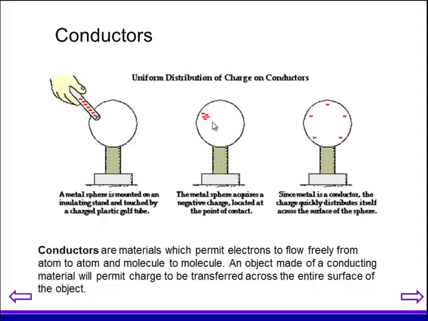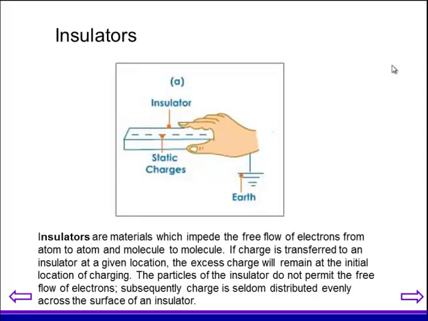So conductors allow the flow of electrons, whilst in reverse, an insulator doesn't allow the flow of electrons. And what happens if charge or electrons are transferred to an insulator? They stay put and motionless at that point of contact and don't move anywhere else. So that would be an insulator.